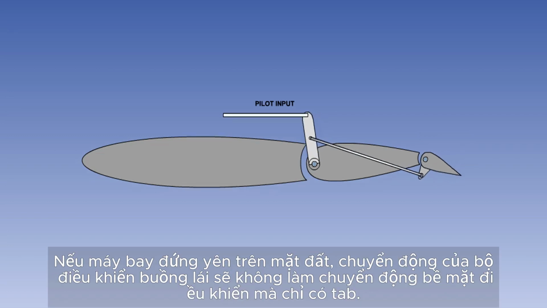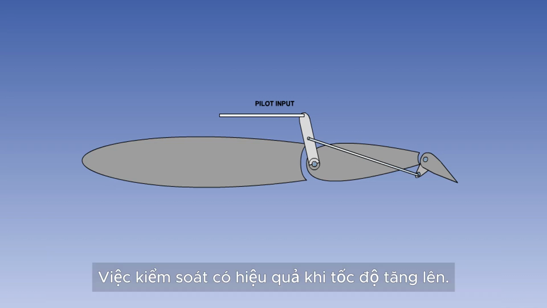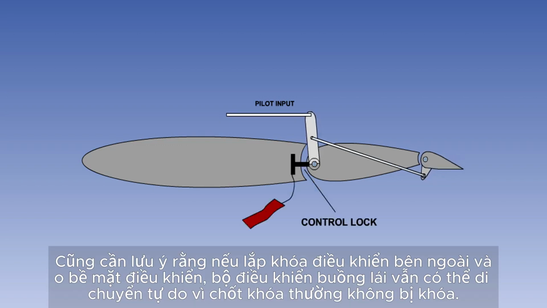If the aircraft is stationary on the ground, movement of the cockpit control will give no movement of the control surface, only of the tab. The control becomes effective as speed increases. It should also be noted that if external control locks are fitted to the control surface, the cockpit control will still be free to move, as the tab is not normally locked.